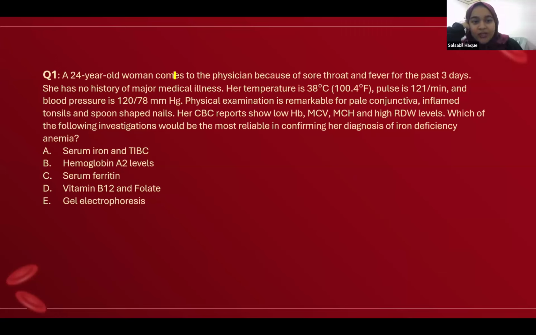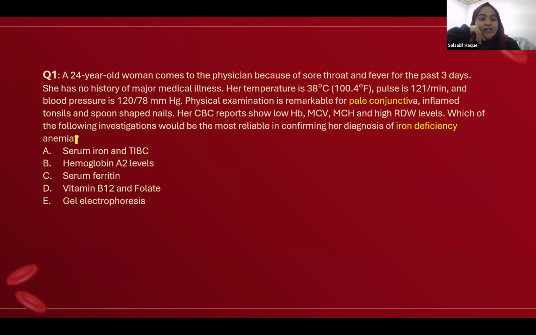So, a 24-year-old woman comes to the physician because of sore throat and fever for the past 3 days. She has no history of a major medical illness. Everything's normal. Oh, no, not everything's normal. She has fever, obviously, pulse is high, blood pressure is normal, and she has pale conjunctiva, inflamed tonsils, and spoon-shaped nails, or koilonychia. Low MCV, low MCH, low hemoglobin, and high RDW, which is suggestive of iron deficiency anemia. Oh, they gave the diagnosis.